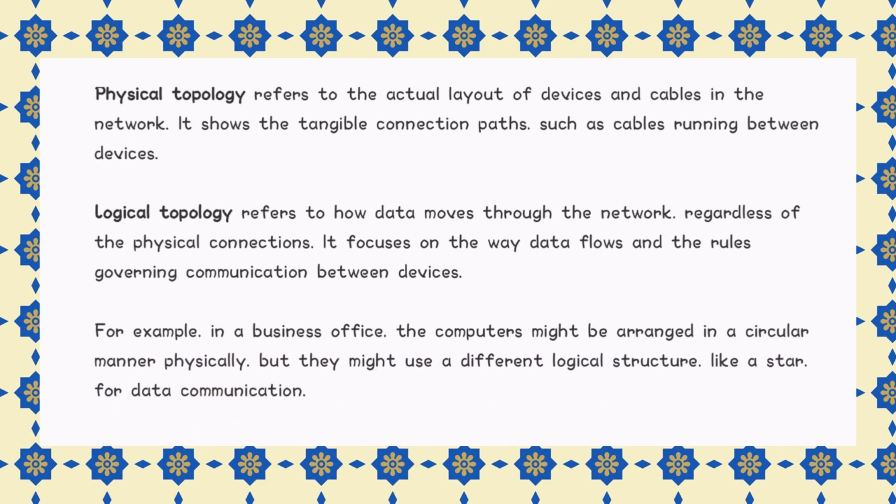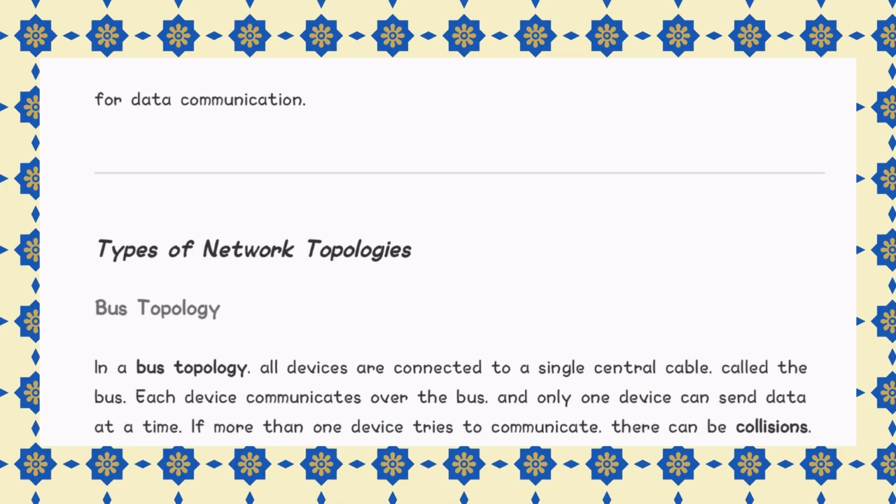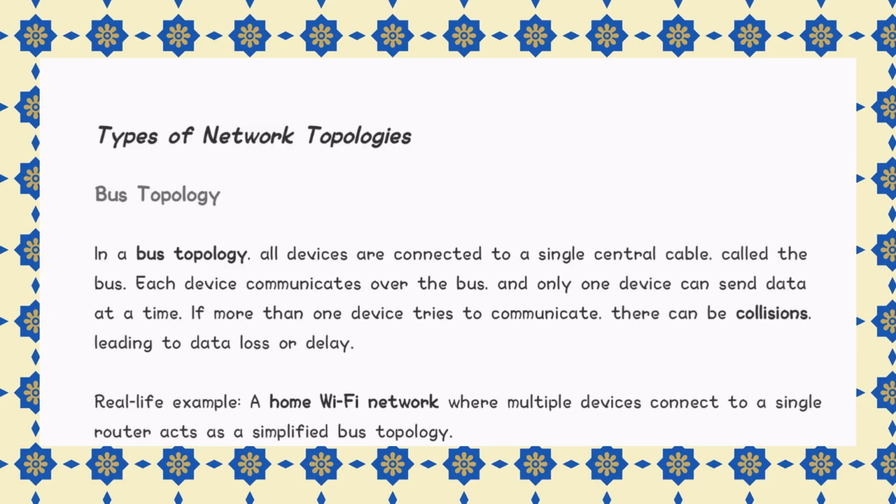For example, in a business office, the computers might be arranged in a circular manner physically, but they might use a different logical structure, like a star, for data communication. Types of network topologies. Bus topology.